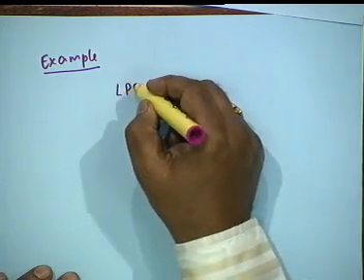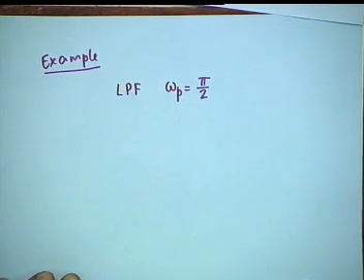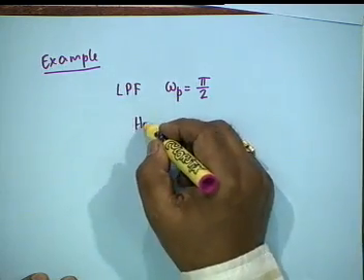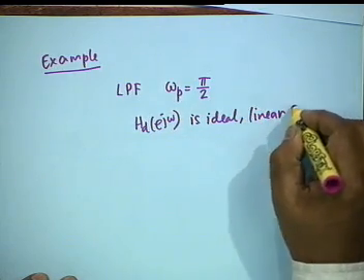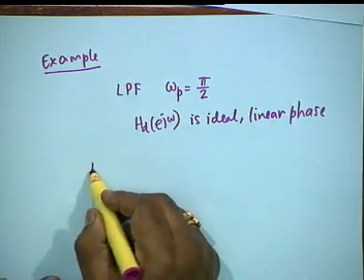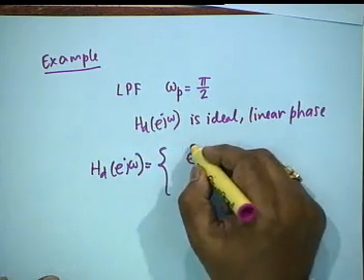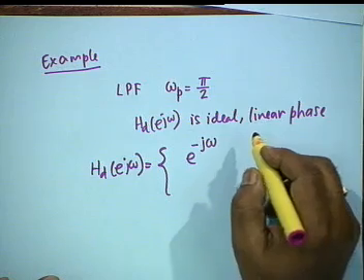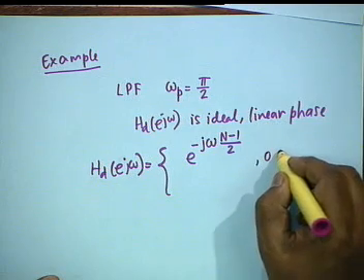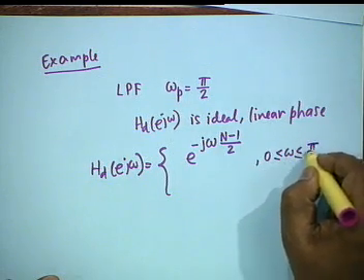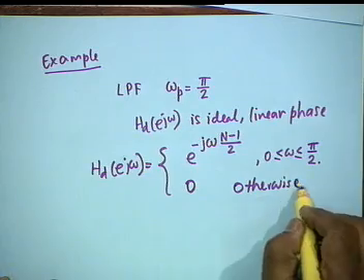We will aim at a digital low pass filter with omega p equal to pi by 2, half of the baseband, and assume that H d of e to the j omega is ideal linear phase. We start with this, which means that H d of e to the j omega is equal to e to the power minus j omega tau, where tau is capital N minus 1 divided by 2. Agreed? This is for 0 less than or equal to omega less than or equal to pi by 2, the end of the pass band, and 0 otherwise.